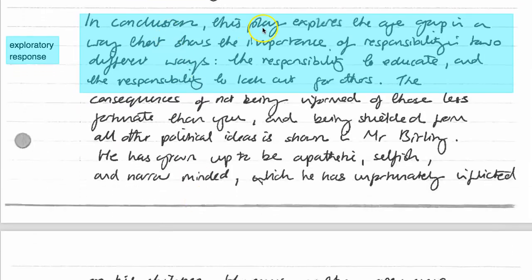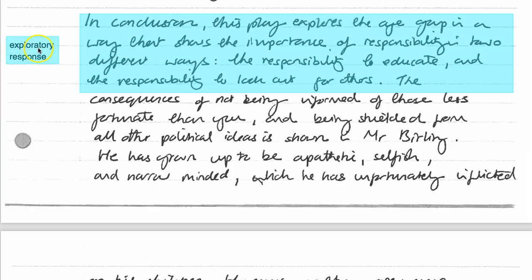In conclusion, this play explores the age group in a way that shows the importance of responsibility in two different ways. The responsibility to educate and the responsibility to look out for others. So again, two interpretations which the examiner says is exploratory.